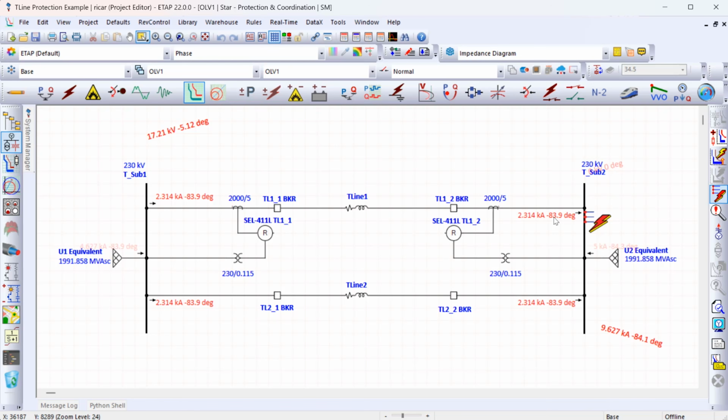on the substation on the right, we would see the current flowing through the transmission line. So into the transmission line on one side and out of the transmission line on the other side. And again, this flow of the current is expected since the fault is outside of the protected zone.